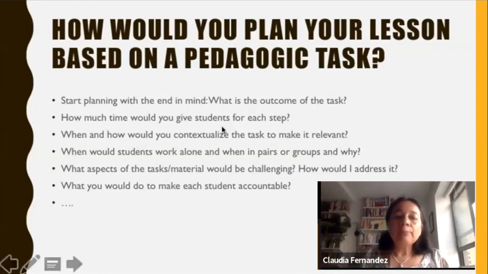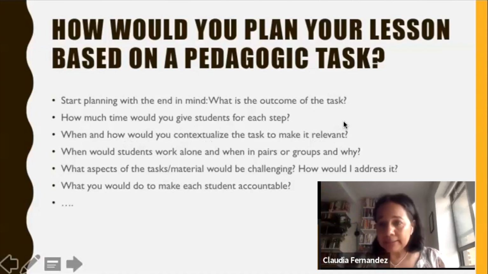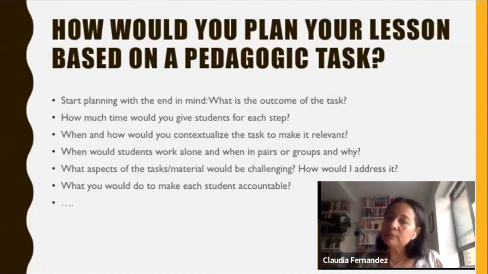Okay. So how much time would you give the students for each step? When and how would you contextualize the task to make it relevant? That is very important. We were talking about gadgets, but it was not relevant until I asked you about your gadgets, right? About what is it that you have that is completely useless in your kitchen. Do you have something, or your mother, right?